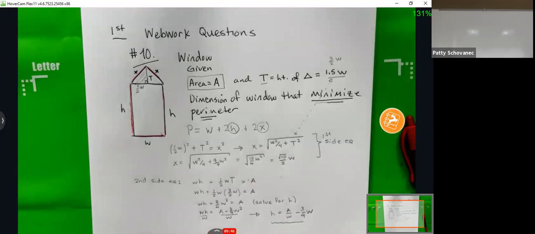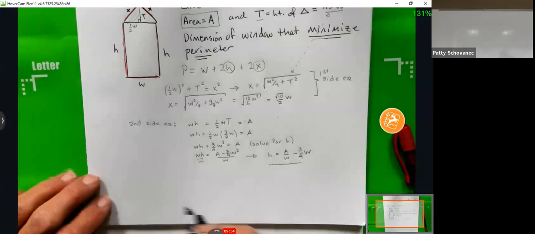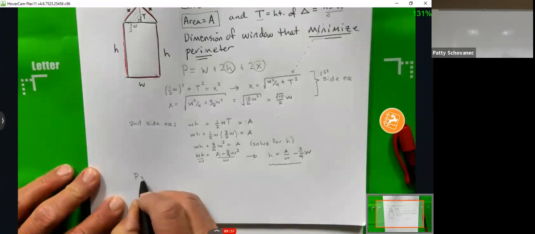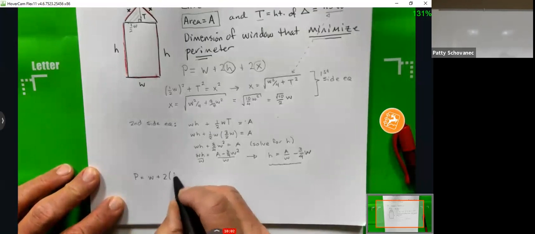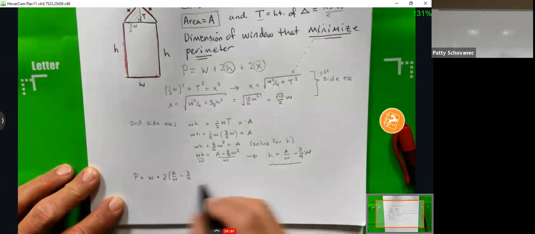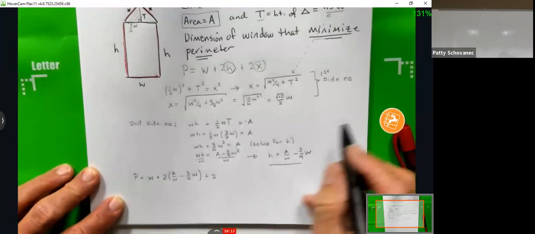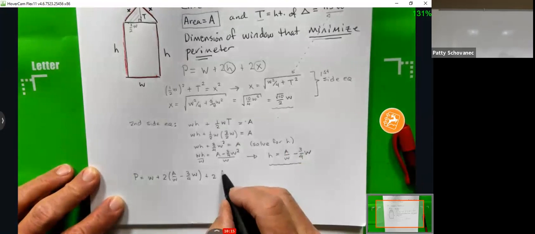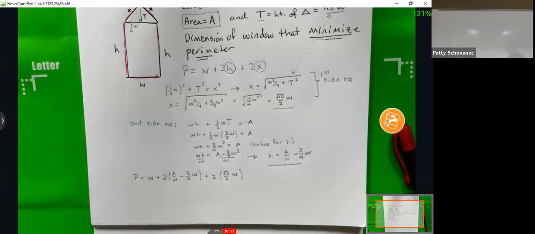Okay, so let's rewrite our perimeter function now. So we have our objective function: P is equal to W plus 2 times H. So a over W minus 3/4 w, plus 2 times X, and X we got up here as square root of 10 over 2 times W. That's the function that we're eventually going to take the derivative of.